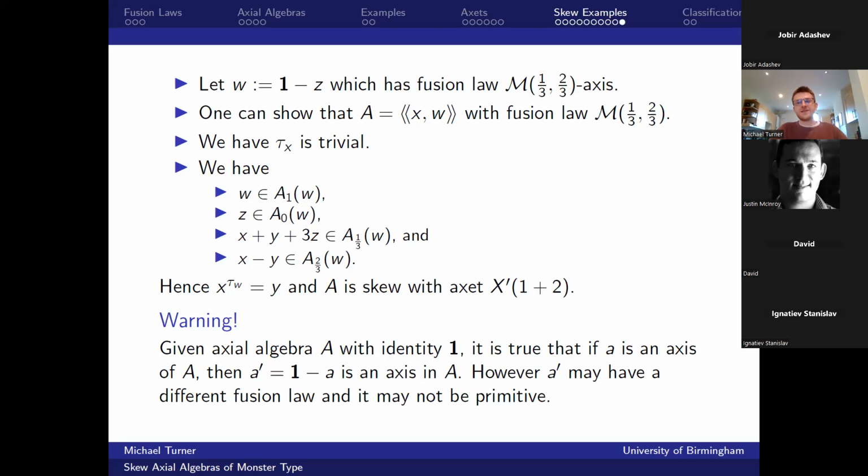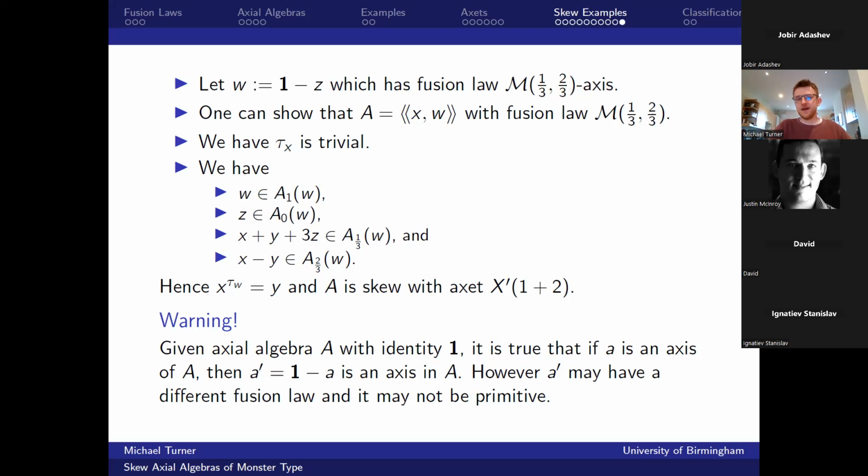So with this, you may be starting to think, okay, we can now take an axial algebra and make it skew. However, that's not going to be the case. So if we're given an axial algebra with an identity, it is true that if we take an axis A and twist it by the identity, so A prime is equal to 1 minus A, it is going to be an axis. However, there's a few things that we need to check.